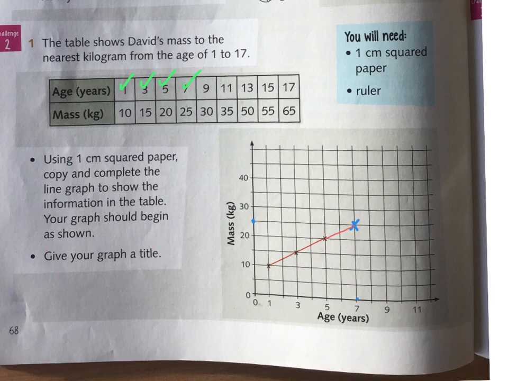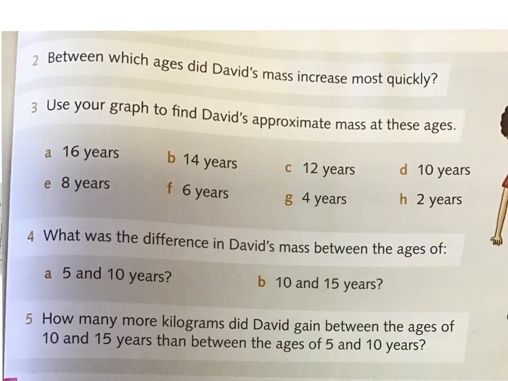So it doesn't matter what your title is as long as it relates to what's on the graph. So I'm going to call mine simply David's weight. Okay, so it's up to you, as long as it relates to the information that's on the graph. Challenge 2, question 2 says, between which ages did David's mass increase most quickly?